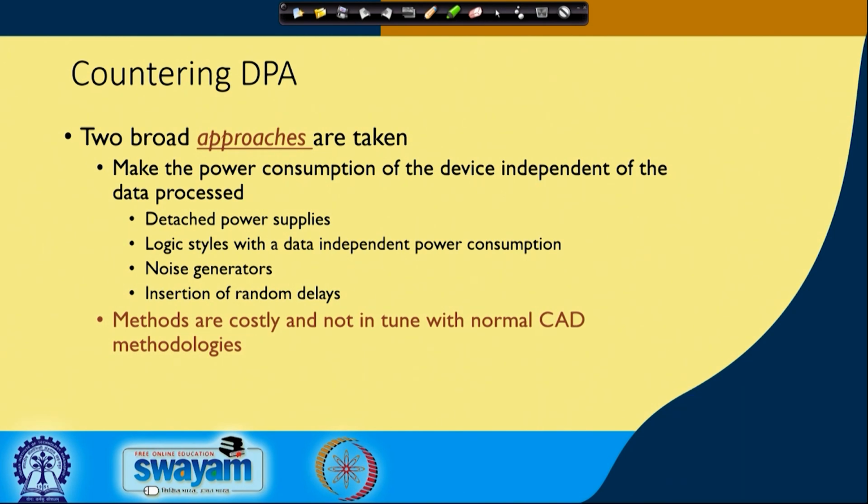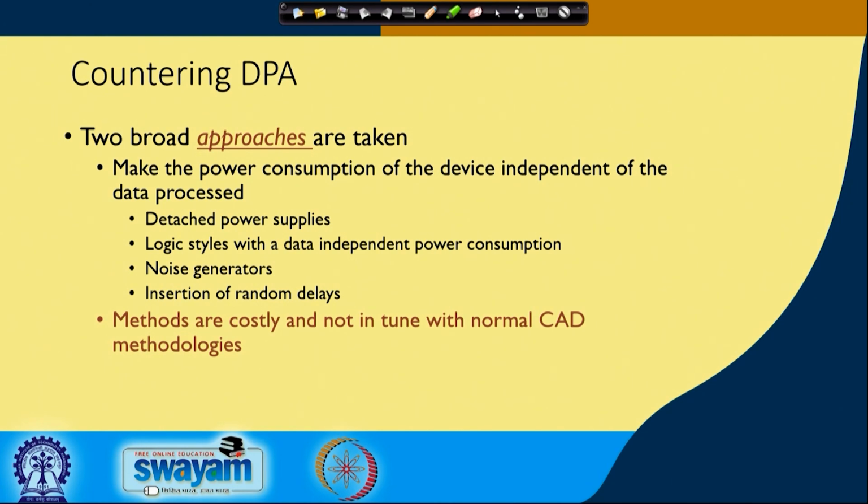For example, you can try to have a detached power supply. You can try to use logic styles with data independent power consumption, for example, complementary logic. In one circuit you are operating on X, and in another circuit you are operating on X bar. The idea is that if there is some net making a 0 to 1 toggle, there is some other net making a 1 to 0 toggle. Likewise, you can also try techniques like noise generators and inserting random delays.